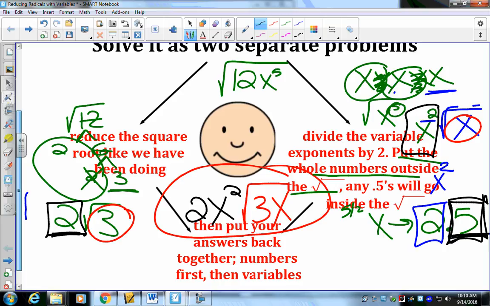So if you get a 0.5, that's telling you you have an x left over under the radical. If there is no 0.5, it's saying there's no remainder. All of your letters got paired up. All right, we'll explore that further in our next example.